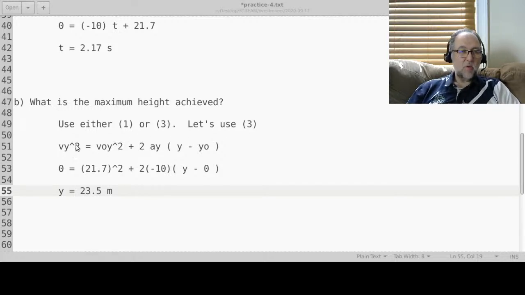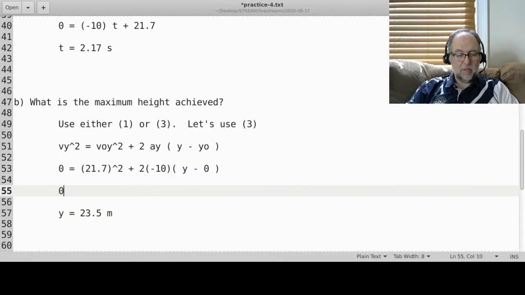Number 3 is basically Vy squared is equal to V naught y squared plus 2ay times (y minus y naught). Vy is 0. V naught y we found was 21.7. There's a bit of a round off there, by the way, if you're doing it at your end. 2 times ay is negative 10, and y minus y naught is 0. I think I might have gone a little bit too fast on that. Let me show you what you would get here. 0 is equal to 21.7 squared, which is this number right here, minus, so 2 times negative 10 is minus 20, and then y like that.